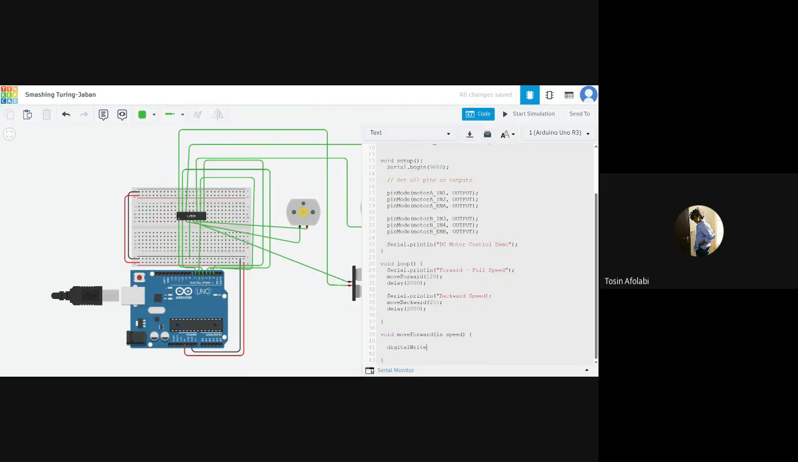Then do for moto A, moto A underscore A1, GH close brackets, this to digital write. Same thing again. Bracket moto A, and okay. So below.